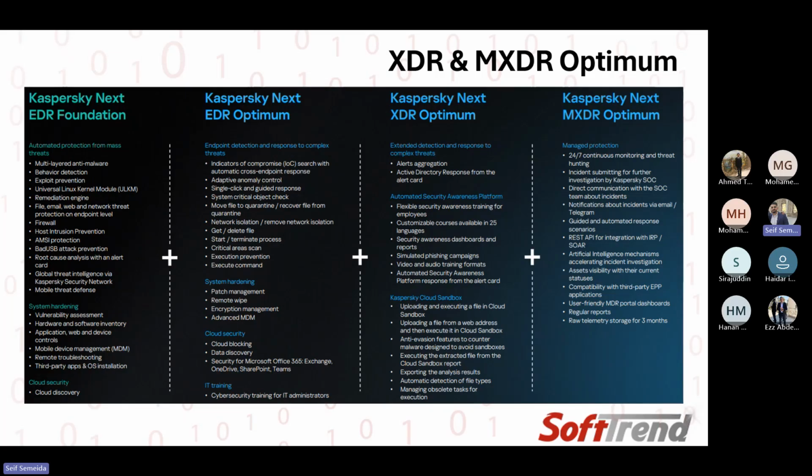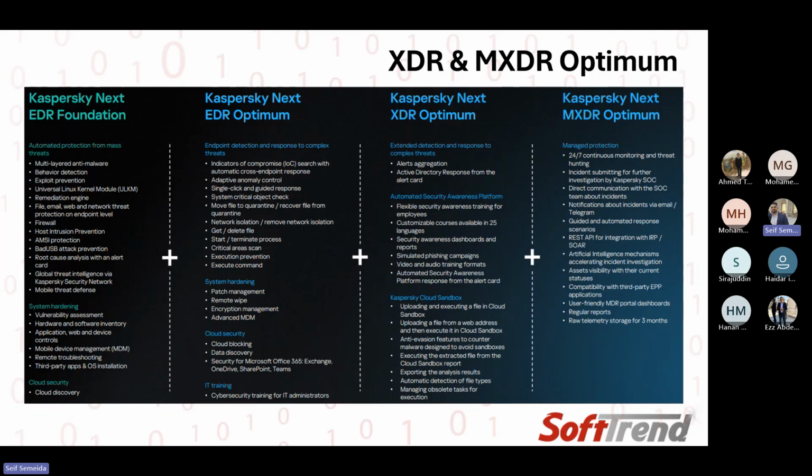So in the past 3 or 4 months, Kaspersky decided to drop two new next plans that are within the Optimum level as well, which are the XDR Optimum and MXDR Optimum. The main differences between XDR Optimum and the EDR Optimum are basically three main features, which are the alert aggregation, the ASAP platform, and the Kaspersky Cloud Sandbox.